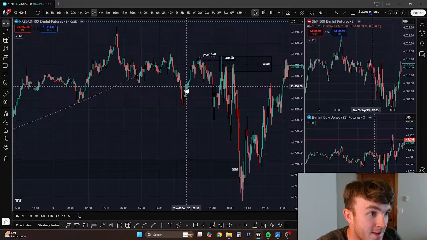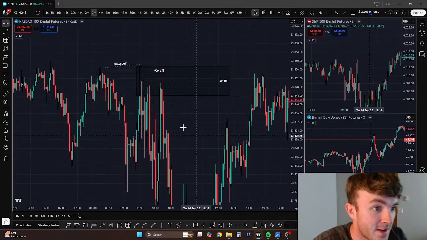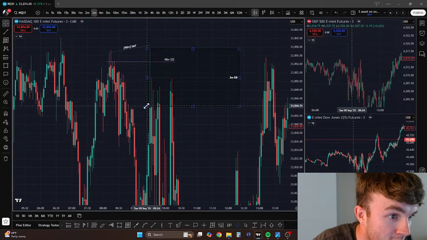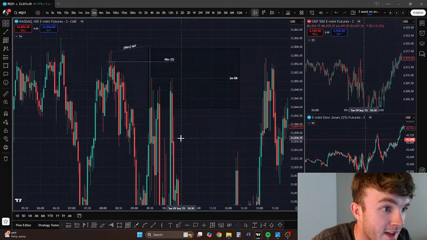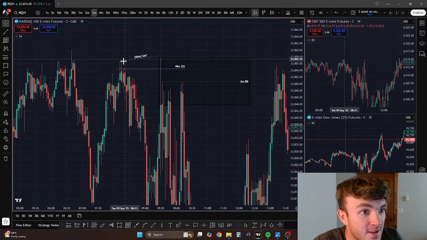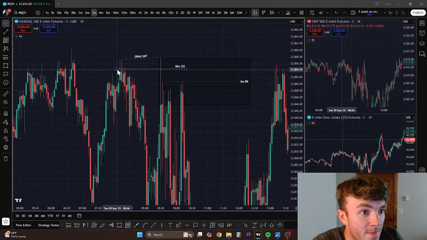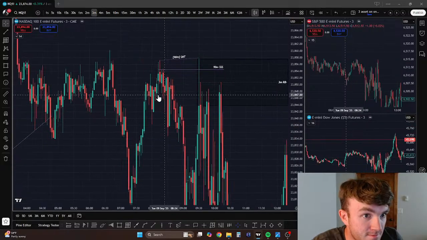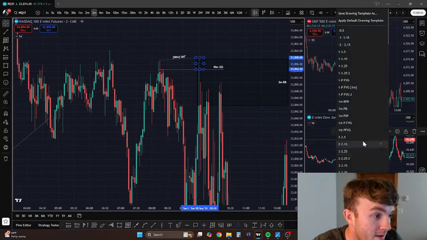So 90-minute S&T, you could look at how perfect this is, guys, by the way, right? So you measure out this rejection block, enter at consequent encroachment. Look at that. Look at that perfect entry, right? That top ticks it. That actually top ticks it. Once again, easier said than done, but wow.